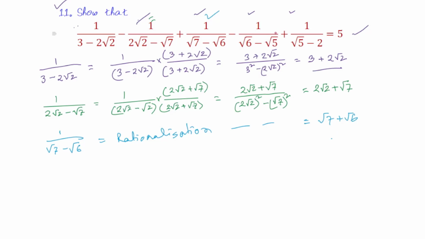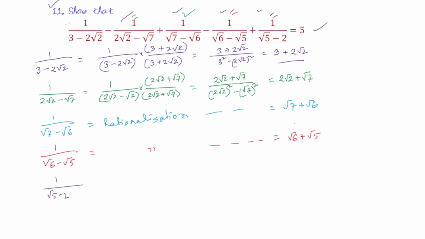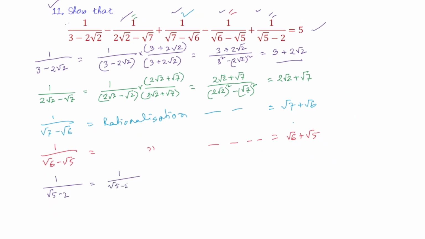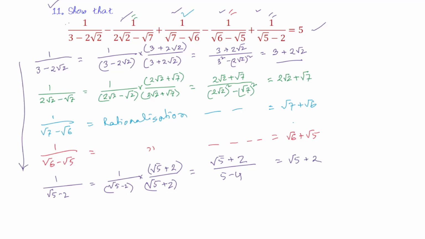Then again you come to this one, so this you again do the rationalization, and you will finally get this is equal to root 6 plus root 5. And the last term is 1 upon root 5 minus 2, and this will be equal to, so if you add all these terms in the left hand side, then that is equal to right hand side.